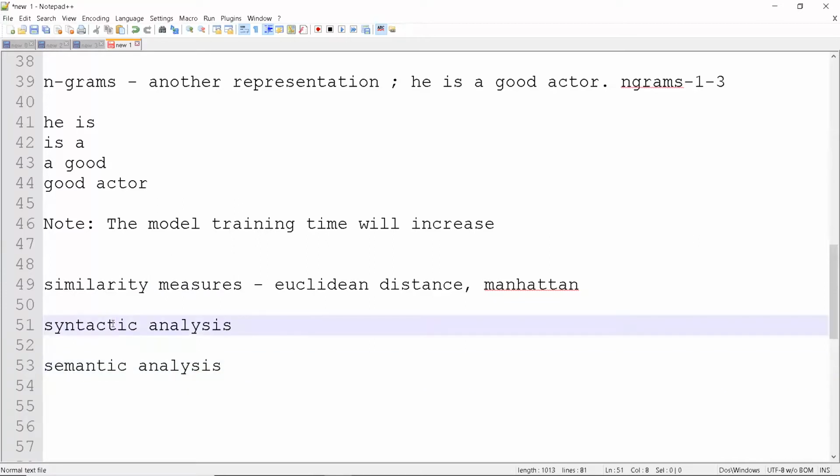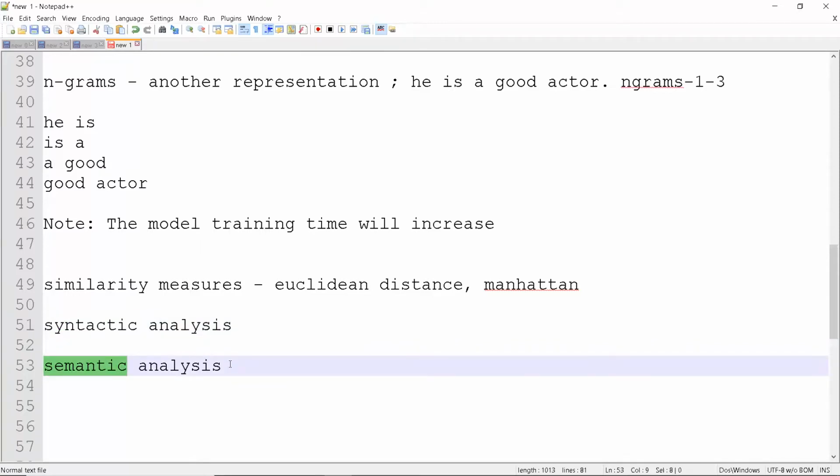So syntax means you can get it as a word, a particular word, but semantic means the meaning of the word. So each word has different meanings, right? Even for a single word, you may have multiple meanings.